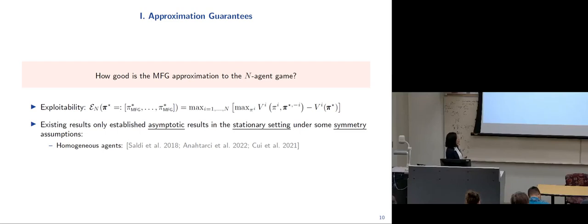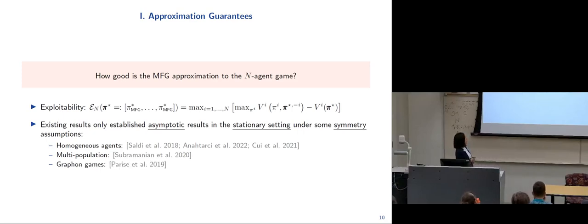This includes, for example, the exact symmetry case where agents are homogeneous, which has been developed by a few works. There are also some extensions to the case where we have multiple types of populations in the system, and we can group agents into different populations. And recently, there are also some generalizations to graphon games where agents are independently drawn from some distribution. In all this existing work, they only consider asymptotic results, that when n goes to infinity, the n-player game will converge to a mean field game.